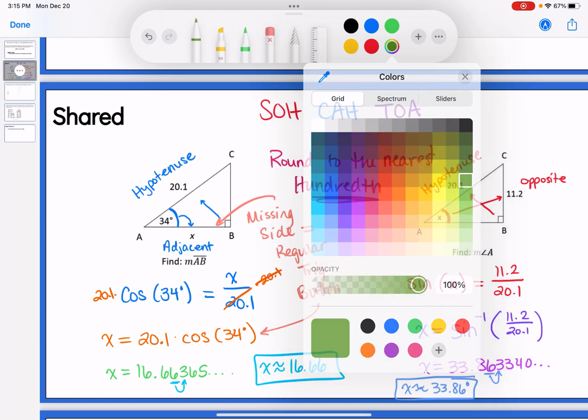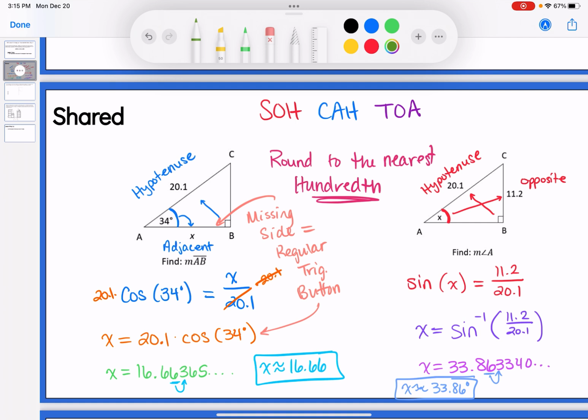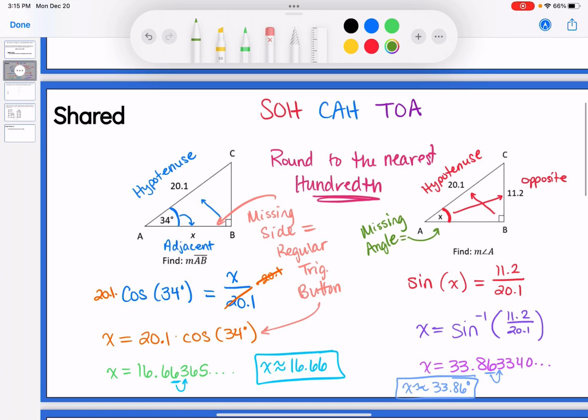If I'm not finding a missing side, but instead I have a missing angle measure, like in the second one here, I was missing the angle measure, and so I don't have anything to type into those parentheses. So that's when I use the inverse trig button.